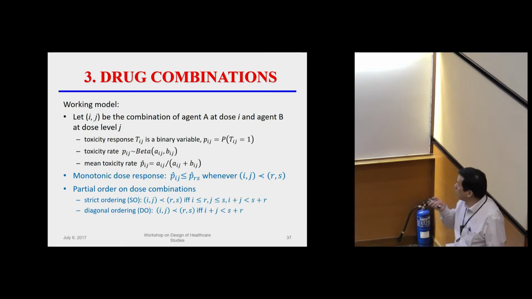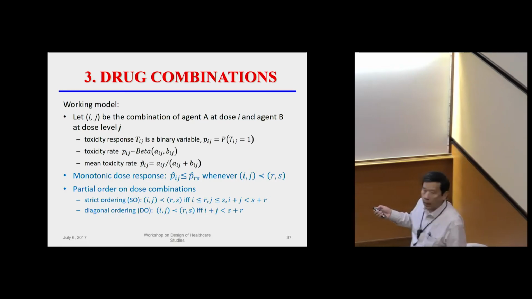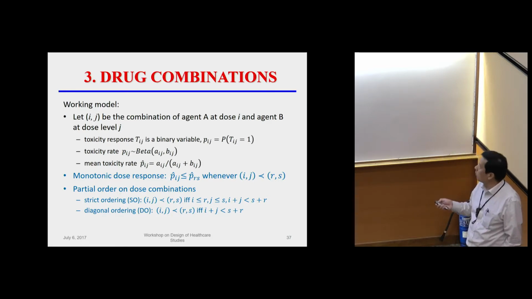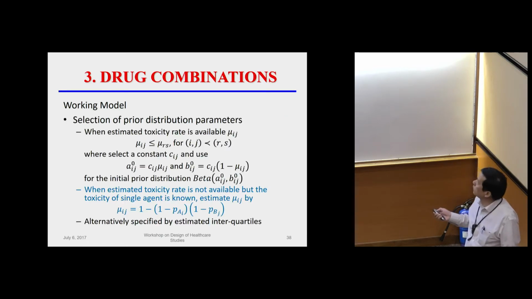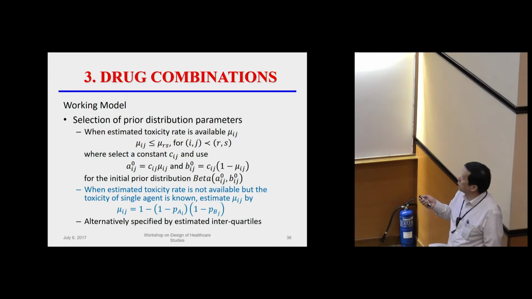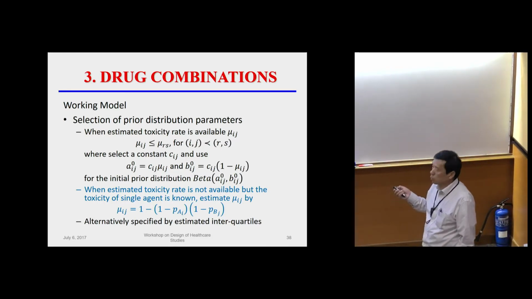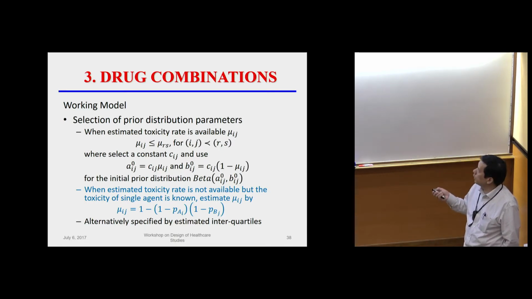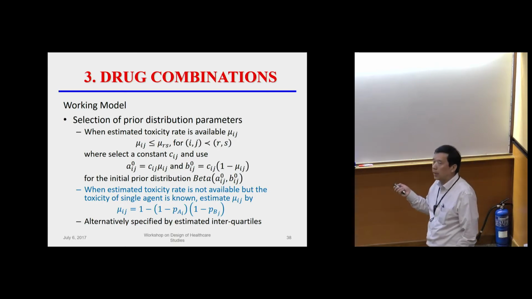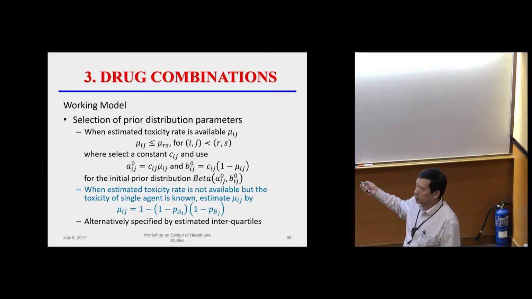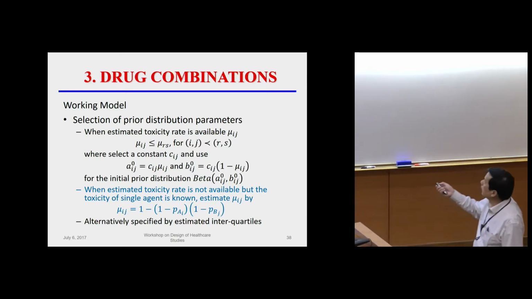There are different ways you can define partial ordering. One is strict ordering, which means that for the second dose, at least one of the doses needs to be increased. But you can also do diagonal ordering, which means the sum of the two doses is more than the other one, okay? So the working model here is the same. First of all, we want to specify how the prior is set. Here in the two-dimensional case, sometimes we do have the toxicity information from a single drug, okay? So in that case, you can assume they're independent and multiply. But I want to warn people, this is not the right assumption of independence, because this is the dose actually depending, where the other dose is 0. So it's not a marginal distribution, but we put that as an initial step.